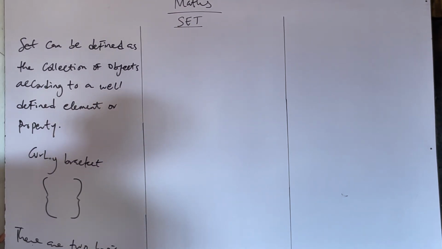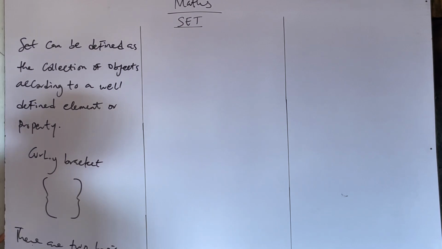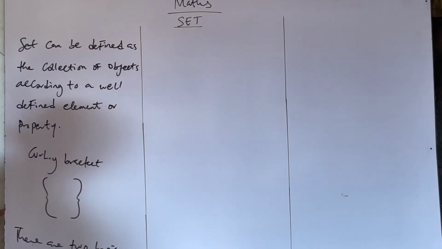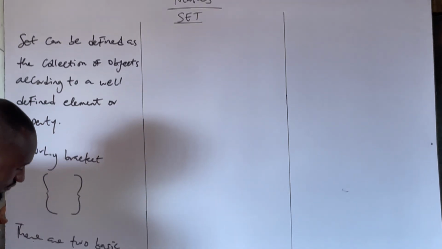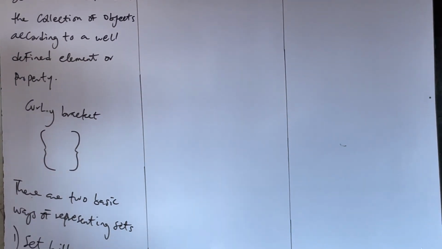Basically, we can say that there are two basic ways of representing sets. One, we can call it set builder or property form.